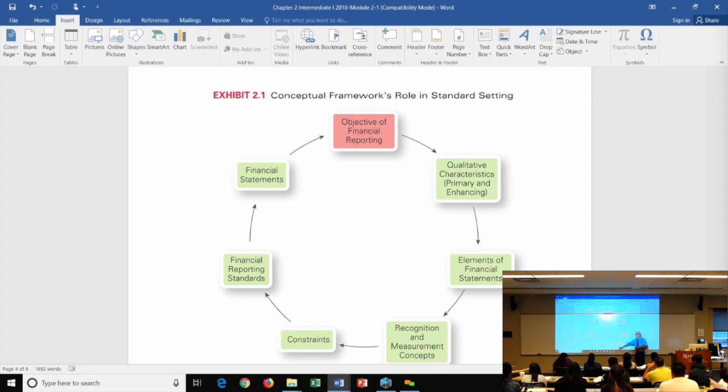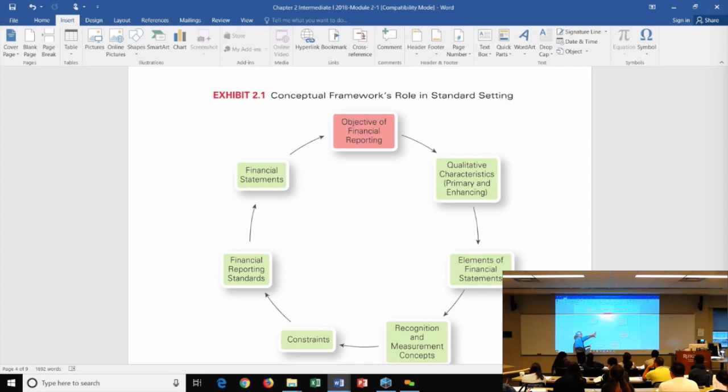Is it supported by historical cost? Is it supported by going concern? And we look at the recognition and measurement principle. What constraints do we have? Well, cost benefit, we talked about that. Even though the standard may look very promising, if the benefits are not as high as the cost, or if the costs are higher, we don't go forward with that standard. And then we issue the standard and it affects the financial statements. So that's the cycle of developing a new standard.